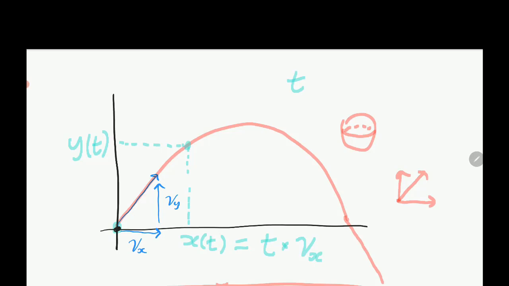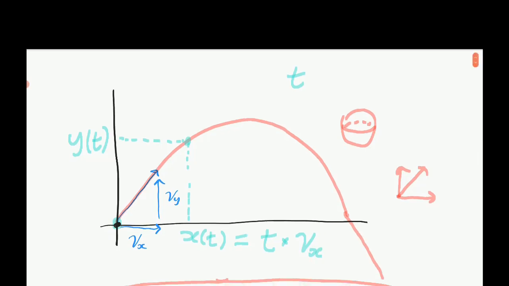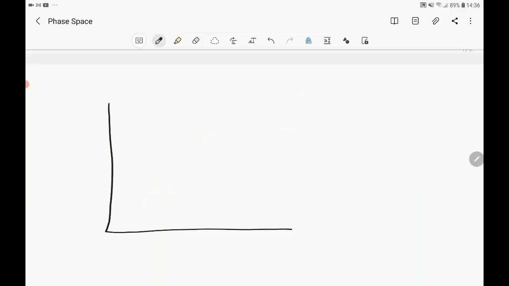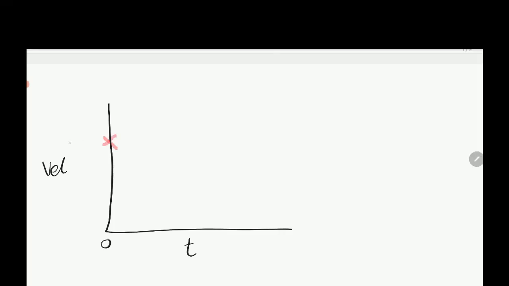What we can think about is, what would it look like if we plotted the vertical component of the velocity of our projectile over time? So here we've got time t, and we've also got the vertical velocity, so I'll call that vel, so I don't confuse it with the Vx and Vy symbols that I've been using earlier. So initially at time 0, we're assuming that the velocity is going to be Vy, this initial velocity.